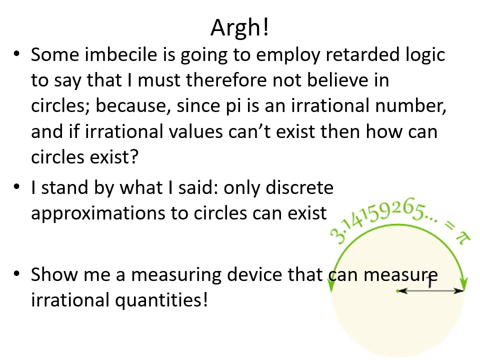But anyway, I know that there's going to be someone out there who's going to employ faulty logic to say that, well, if pi is an irrational number and you don't believe in irrational numbers, then you must not believe in circles. No. I stand by what I said. Only discrete approximations to circles can exist. Okay, and if you still want to say I'm full of it, then show me a measuring device that can measure irrational quantities. Go ahead, try it.